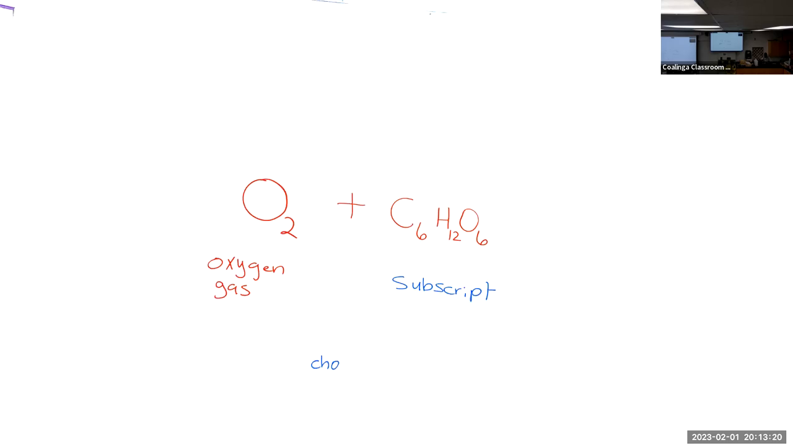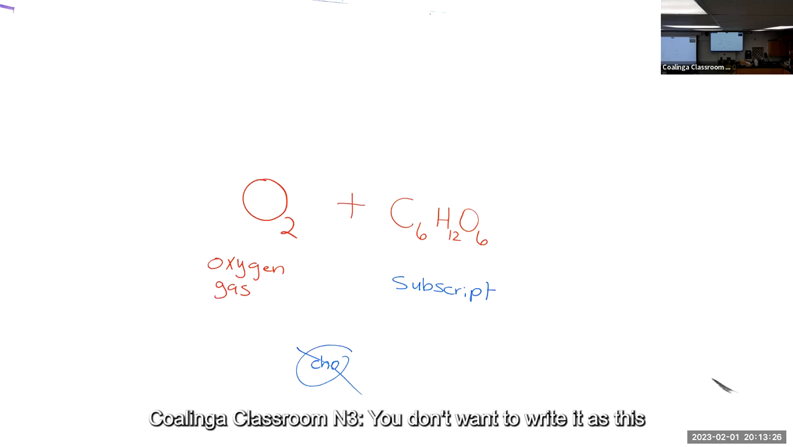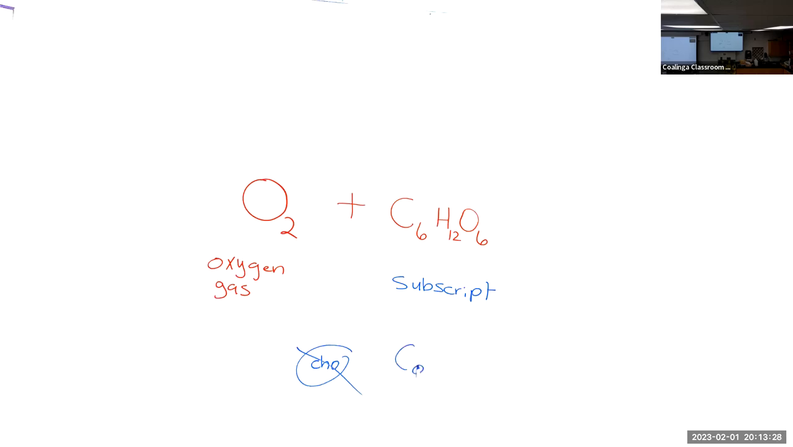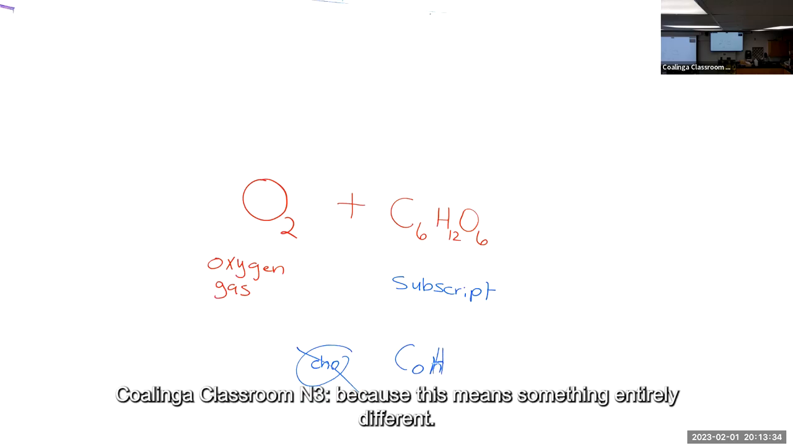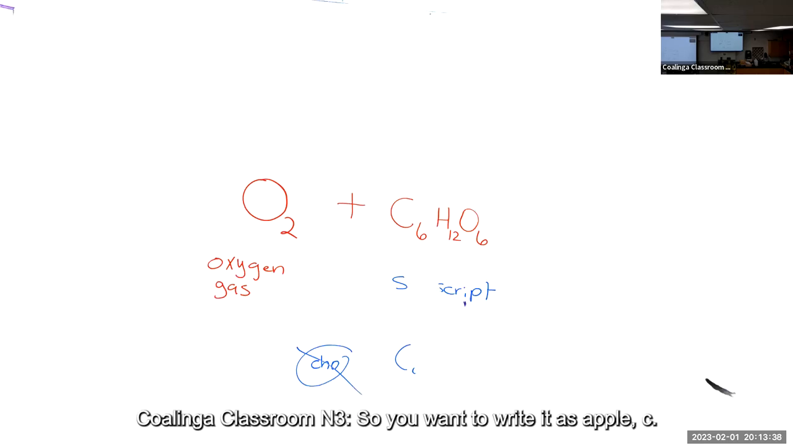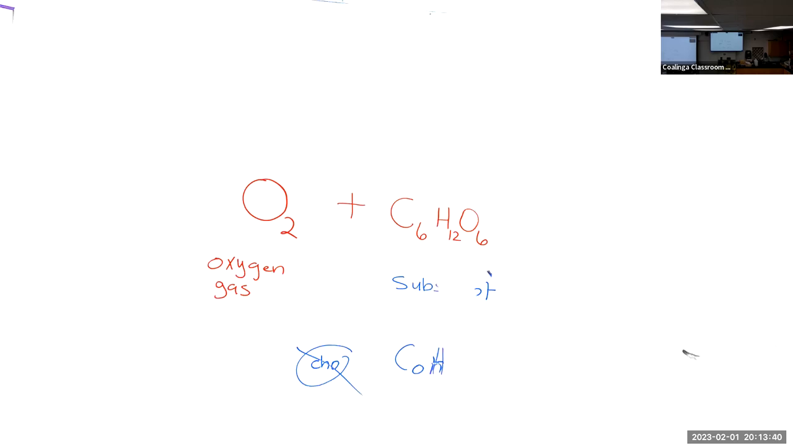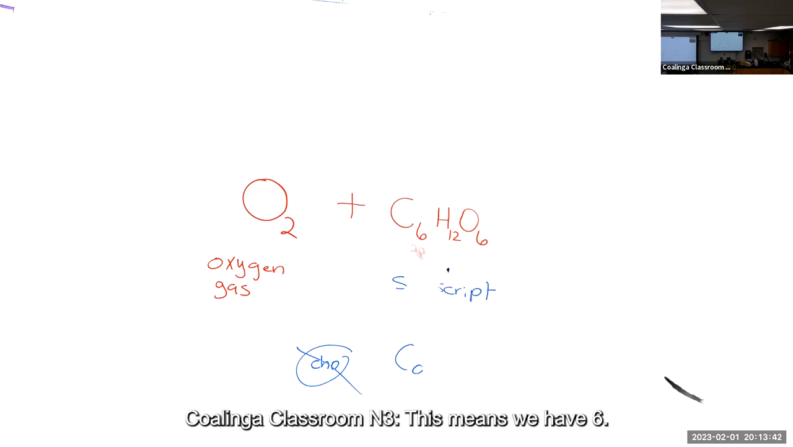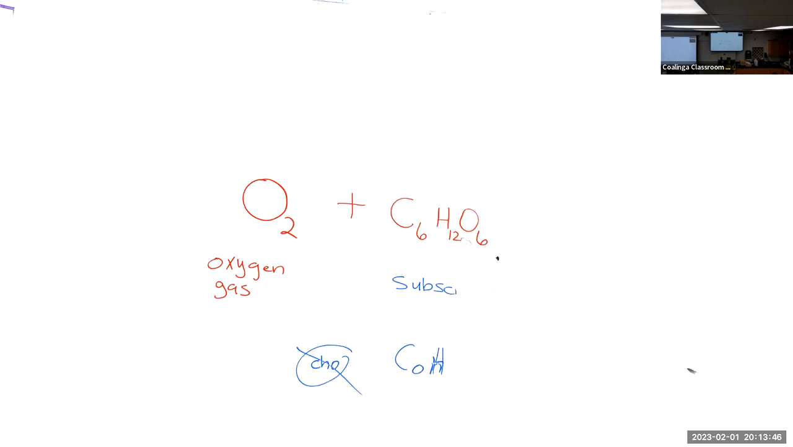You don't want to write it as this, or this, because this means something entirely different. So we want to write it as capital C, capital H, capital O. This means we have 6 carbons. This means we have 12 hydrogens. We have 6 oxygens. Okay?